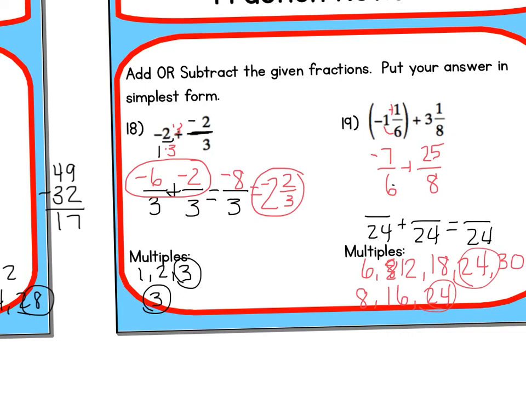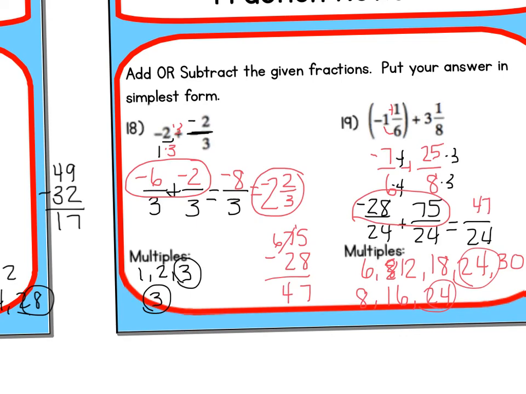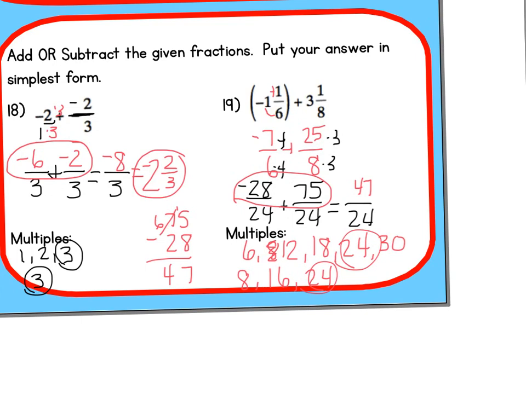To get from 6 to 24, we multiply by 4. Negative 7 times 4 is negative 28. To get from 8 to 24, we multiply by 3. 25 times 3 is 75. Because it's addition with different signs, we actually end up subtracting. 75 minus 28. 15 minus 8 is 7. 6 minus 2 is 4. So we end up with 47 over 24. 24 goes into 47 one time with 23 leftovers.